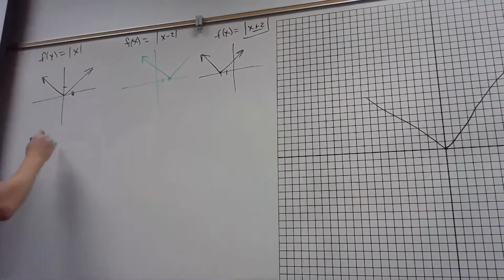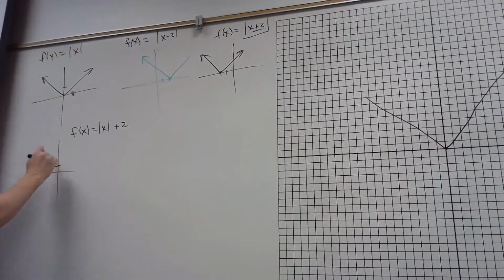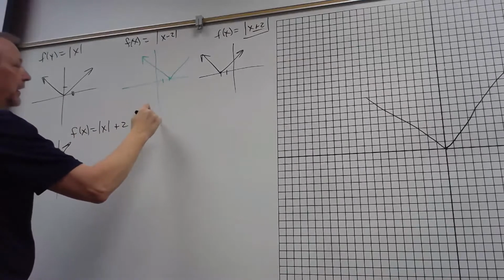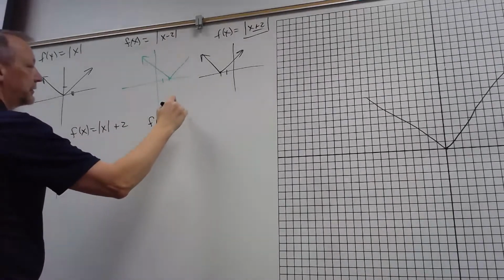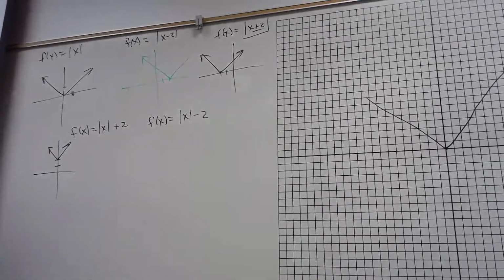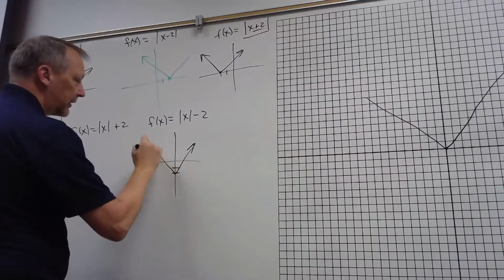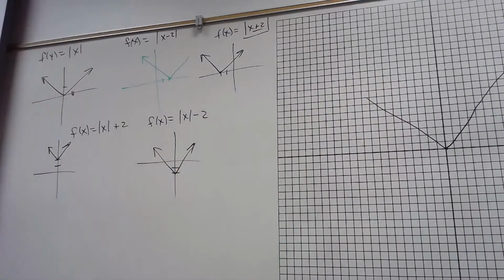Now, what would happen if I said f of x equals the absolute value of x, plus 2? Up 2. Moves it up 2. 1, 2. There's my V. And f of x equals the absolute value of x, minus 2 moves it down 2. 1, 2. There's my V. Just like that.